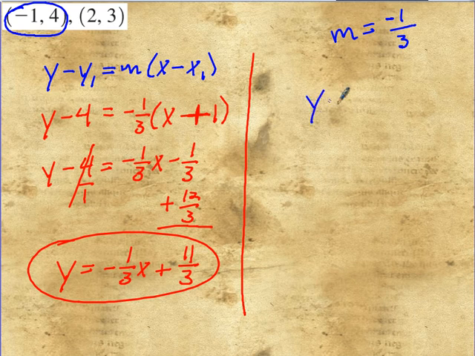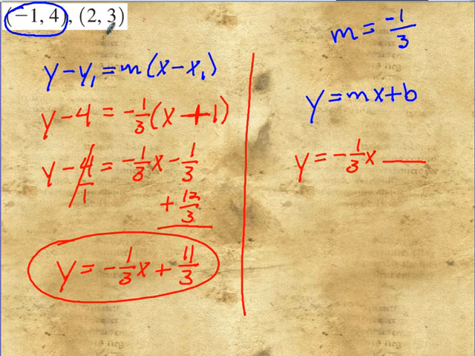Y equals mx plus b. Now this one might be a little bit tougher. I know half of my answer. I know my slope is negative 1/3. And if you're given 2 points, your first step is you still have to find the slope first. So I now have y equals negative 1/3 x blank. I don't know my plus b. I don't know my 11/3 yet. You don't see any 11/3 anywhere up here.